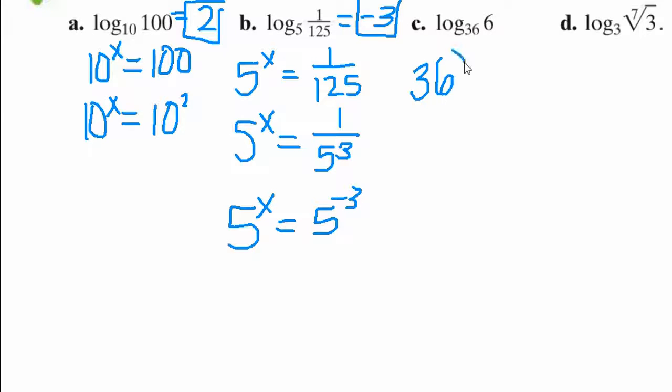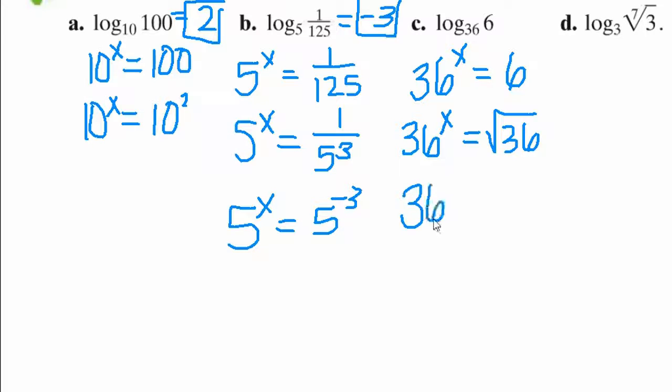36 is my base, so 36 to something is 6. Well, I know that 6 is the square root of 36. And I know that a square root I can rewrite as a fraction. So that's to the 1/2 power. That means the answer to this logarithm is 1/2.